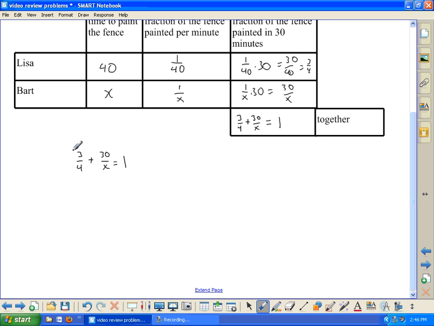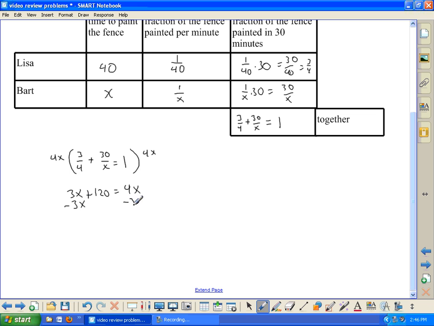We can use the technique of multiplying everything by the common denominator, which in this case is just going to be 4x. So if I multiply both sides of the equation by 4x, 4 times the 4 is reduced here into a big 1, x times 3 is 3x. This x goes in, that's 1, so you get 4 times 30, that's 120. And then 4x times 1 is 4x. This is the equation we want to solve.